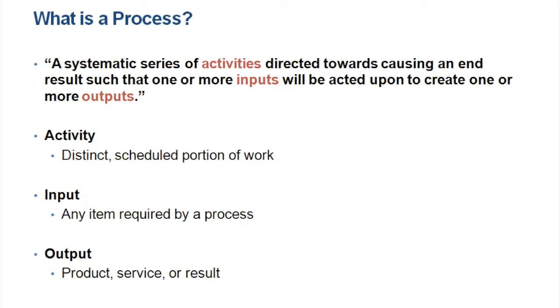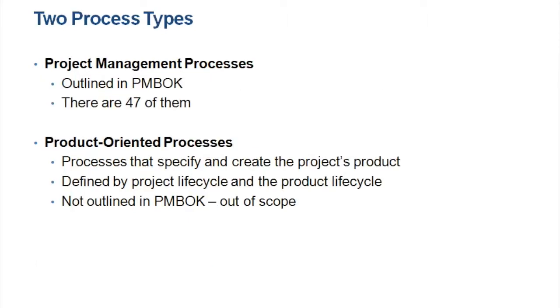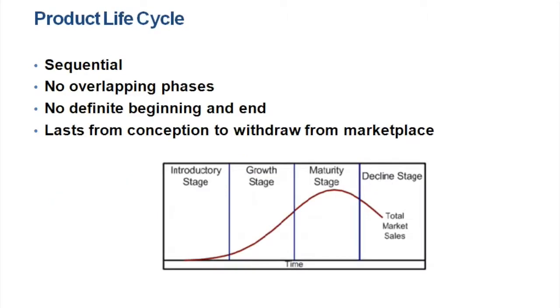So you have an activity, right? That's your process. You have something that's going to help you achieve that activity, and you have an output, which is your result. Okay, and there are 47 of these processes outlined in the PMBOK.